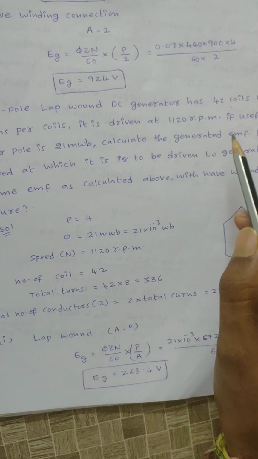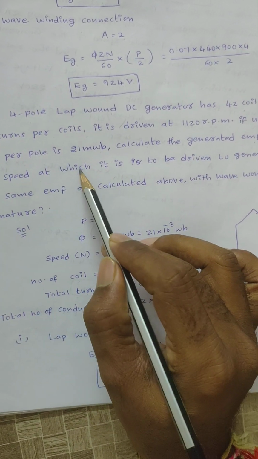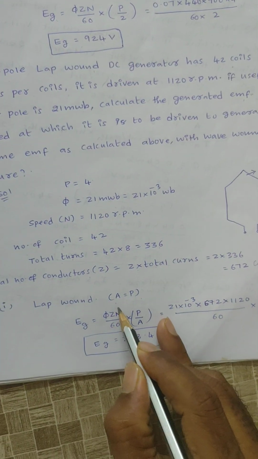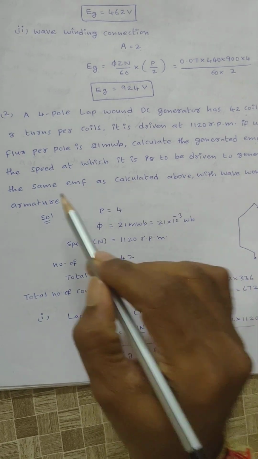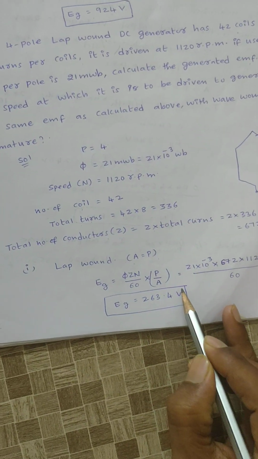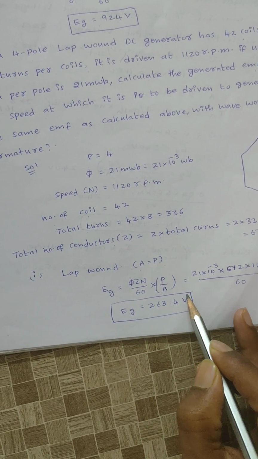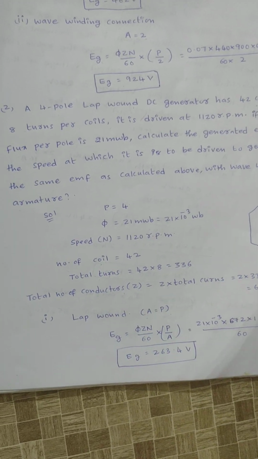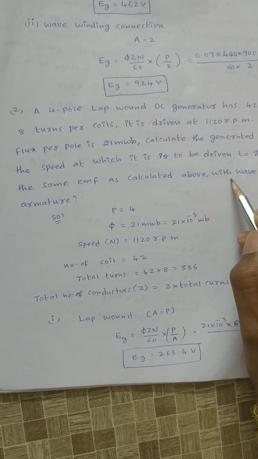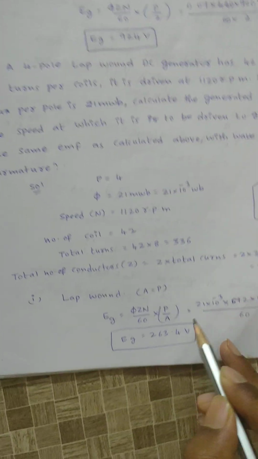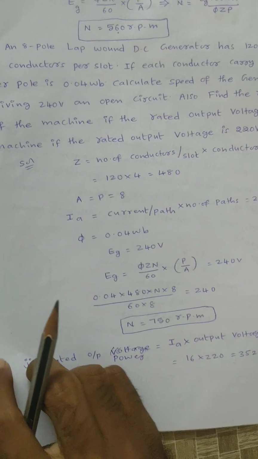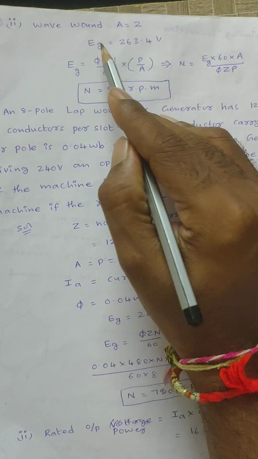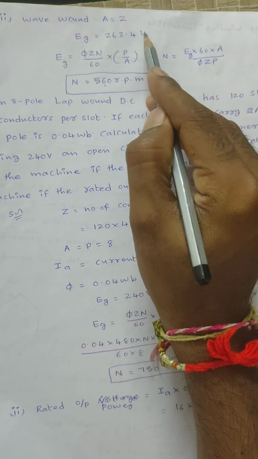After that, what is the second part? This is completed, right? Find the speed at which it is driven to generate the same EMF. That means it generates this same EMF only. What is the speed? Remaining data will be the same, but it is connected in wave wound. That means here I need to consider A is equal to 2. Induced EMF will be the same, that is 263.6.